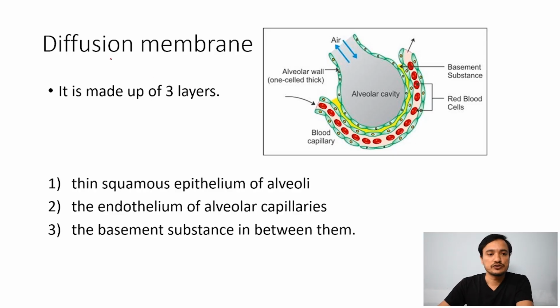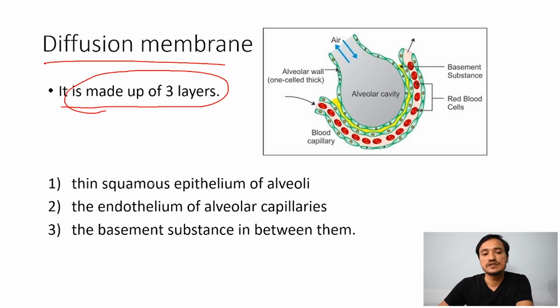Our next topic is diffusion membrane. See, this is the alveoli and this is the blood capillary. The membrane between them is called the diffusion membrane. As we have seen, alveoli is the primary site of the diffusion of the gases. So the diffusion membrane is made of 3 layers. The thin squamous epithelium of alveoli. This is the alveoli and this is the thin squamous epithelium, this one.